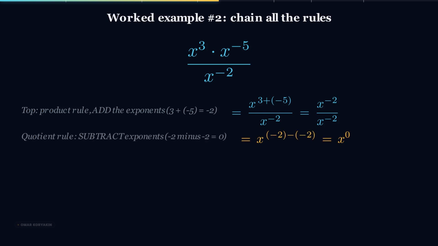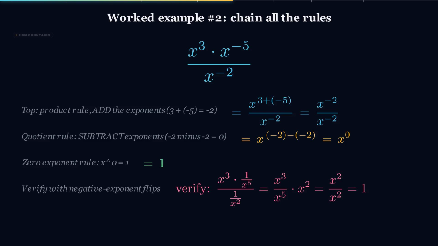Step 2. Apply the quotient rule by subtracting the bottom exponent from the top exponent. Negative 2 minus negative 2 equals 0, so the expression simplifies to x to the 0 power. Be careful with the double negative. Subtracting a negative is the same as adding a positive. Step 3. Apply the zero exponent rule. Anything raised to the 0 power equals 1 as long as the base is not 0, so the expression collapses all the way down to the number 1.